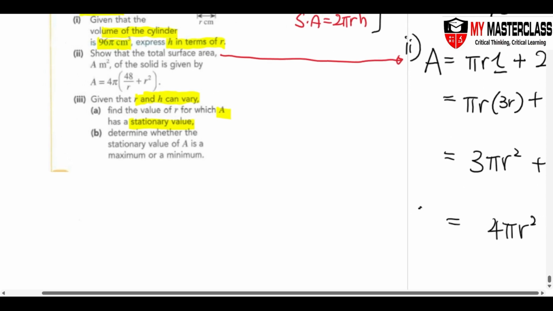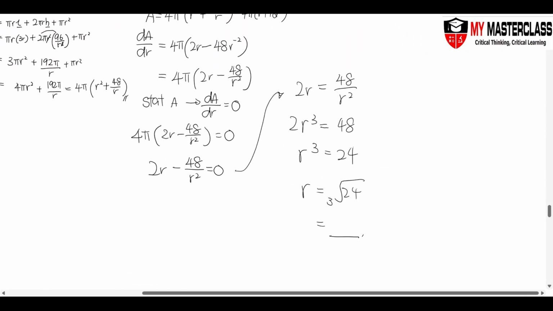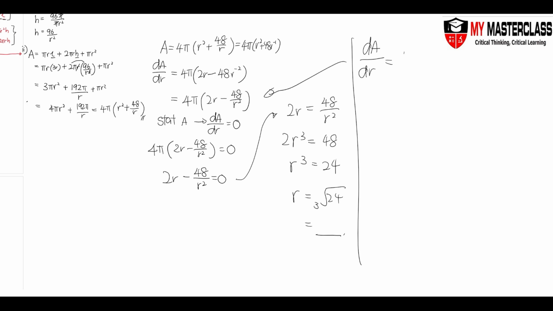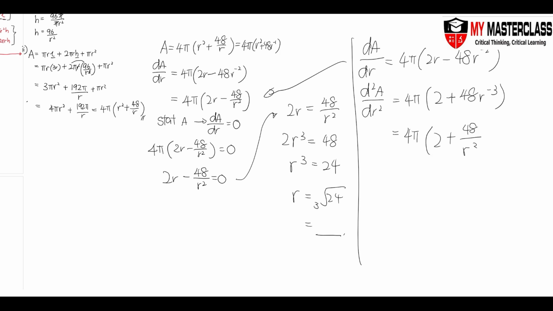Determine whether the stationary value of A is a maximum or minimum. So this is where we do the second derivative test. I write out where my dA over dr is first. My dA over dr is here, which is 4π open bracket 2r minus 48r to the power negative 2. I differentiate again, d²A over dr². 4π, keep it there. 2 plus, because I bring down 48r to the power negative 3. That means 4π bracket 2 plus 48 over r³. And this answer will always be greater than 0 because r is greater than 0.